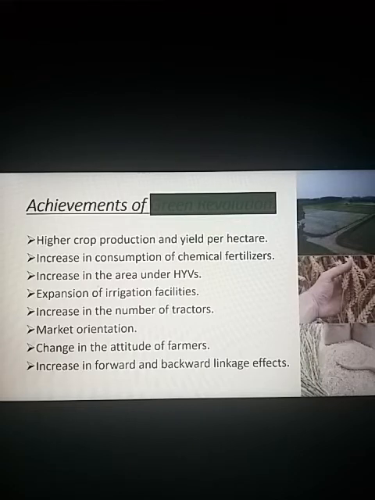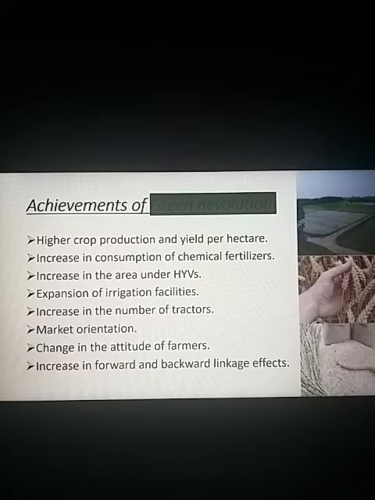Increase in the area under HYVs. The land area under HYVs increased. Irrigation facilities were expanded, and there was an increase in the number of tractors. Remember, machines were used in agriculture: tractors, tillers, harvesters, combined harvesters, threshers, and all those.